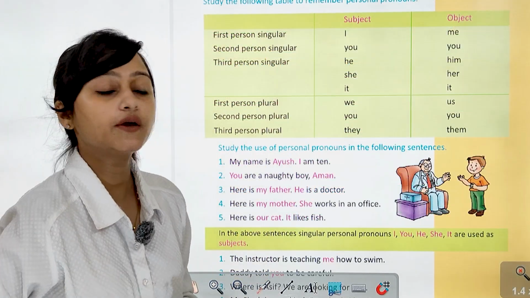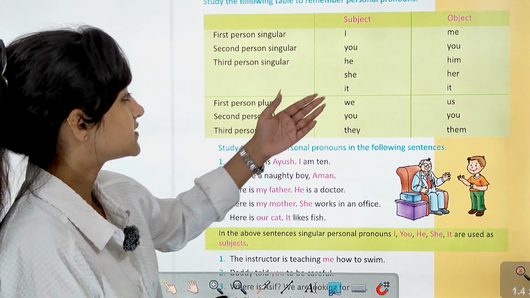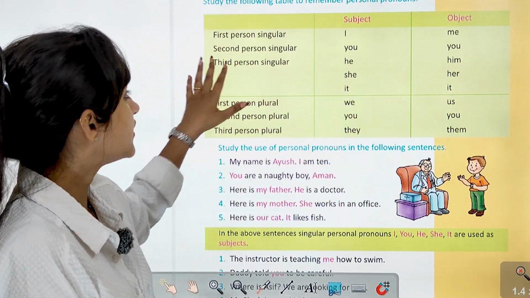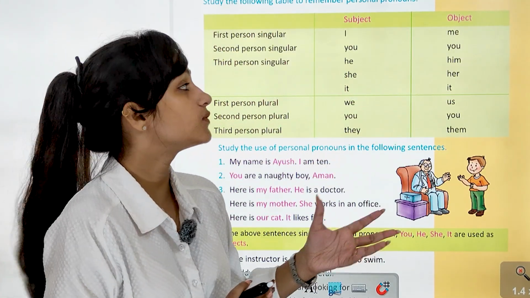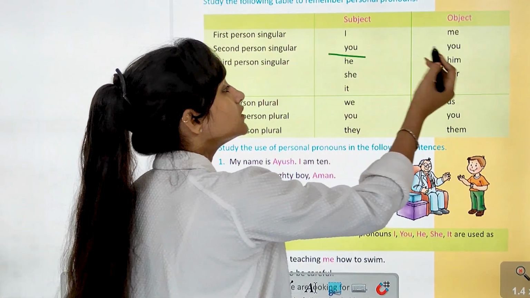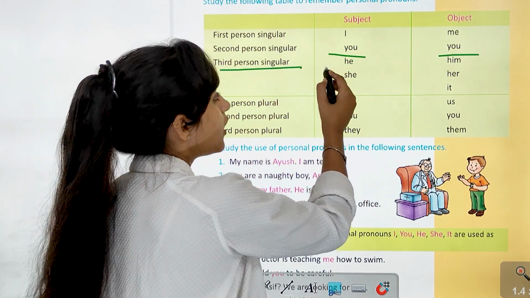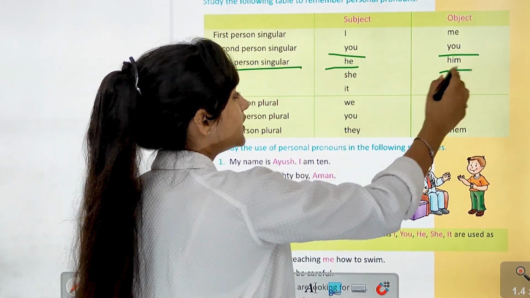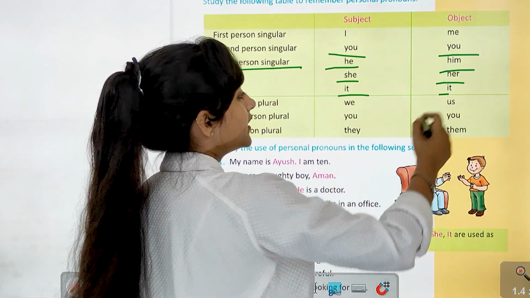Now study the following table to remember personal pronouns. Here, these are the subject. This is the object. Now first person singular में क्या आता है? I. Subject क्या होगा? I होगा. Object क्या होगा? Me. Second person singular, you. Subject and object will be you. Third person singular, subject will be he, object will be him. So she, her; it can also be it.